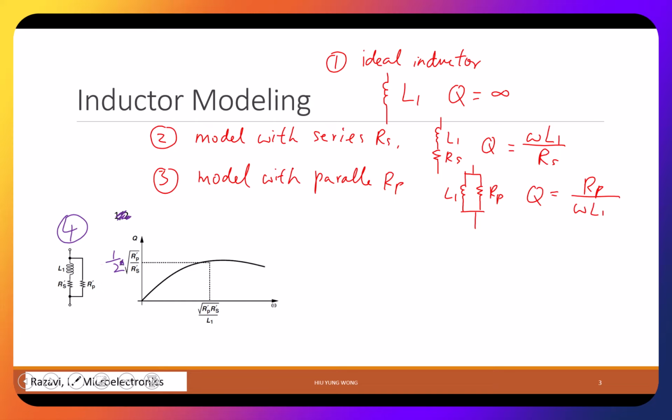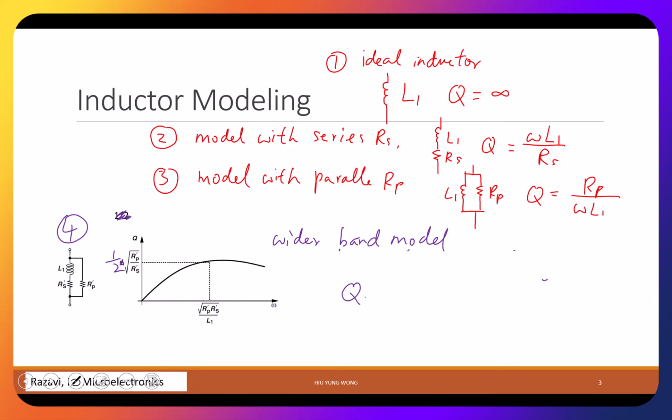Now if you plot the Q factor as a function of omega, then you see that it changes as you change the RP and RS. Again, we do not want to go to the details, but this is a wider band model. Wider band means it is valid for more frequency. So this one is only valid for a very low, narrow range of frequency. This is a wider band model.